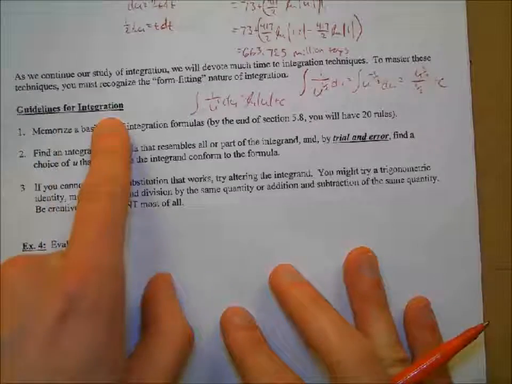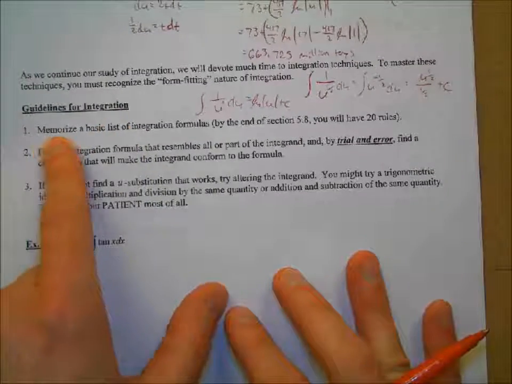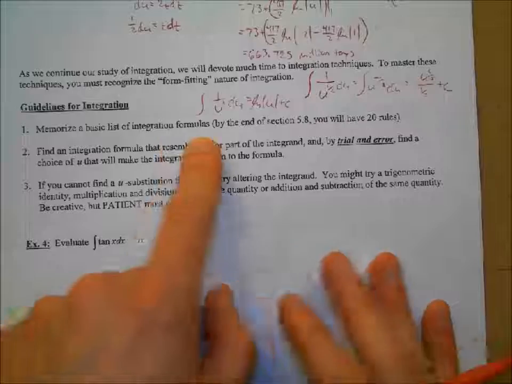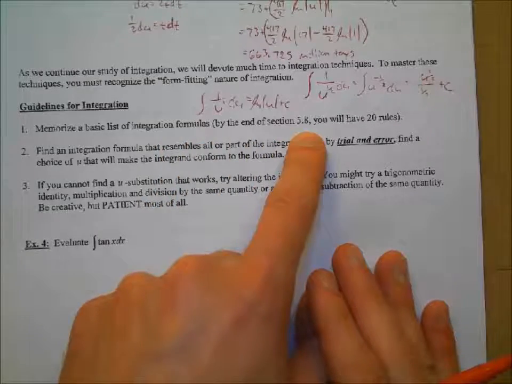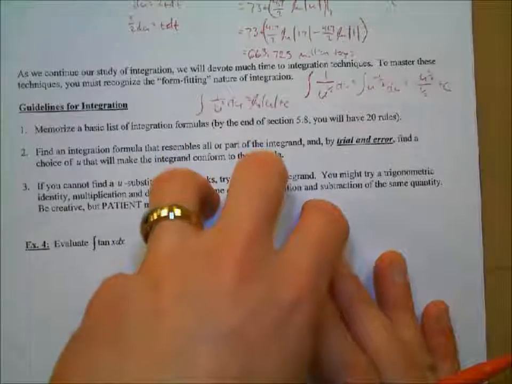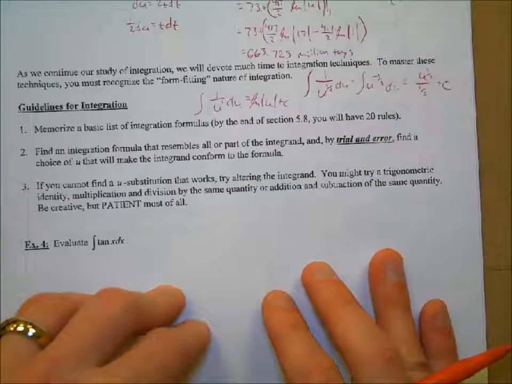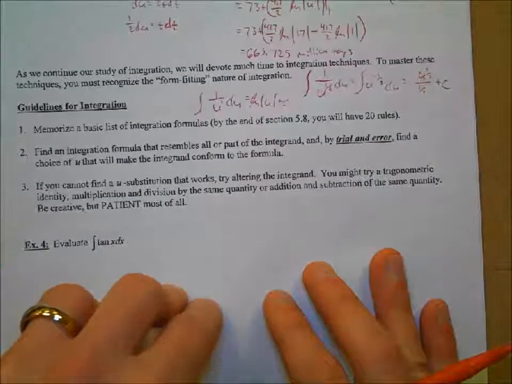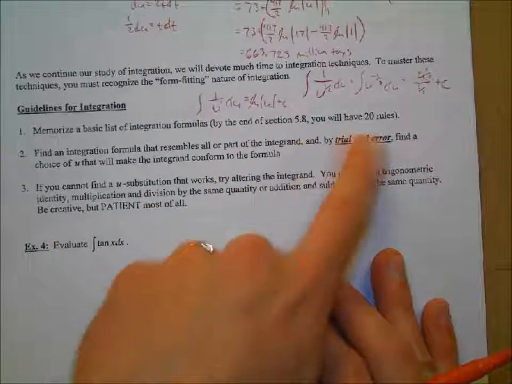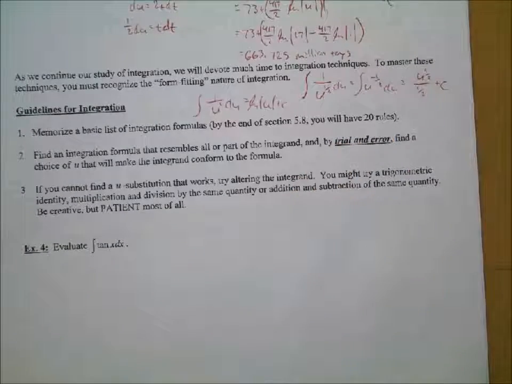So, guidelines for integration. Number 1, memorize a basic list of integration formulas. By the end of section 5.8, right now we're going to be finishing up 5.7 today, 5.8 is inverse trig, you will have 20 rules. You will have 20 rules by the end of section 5.8.